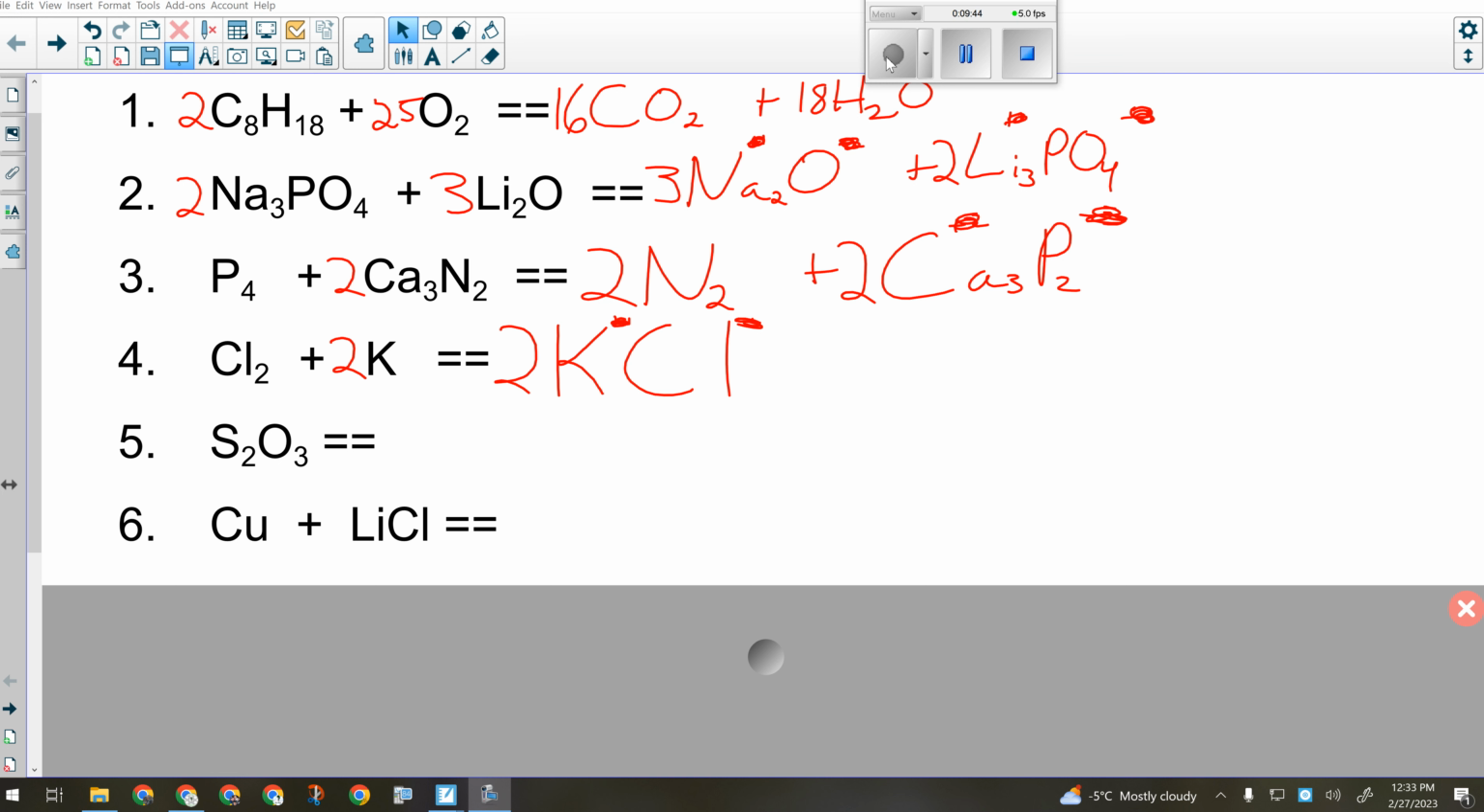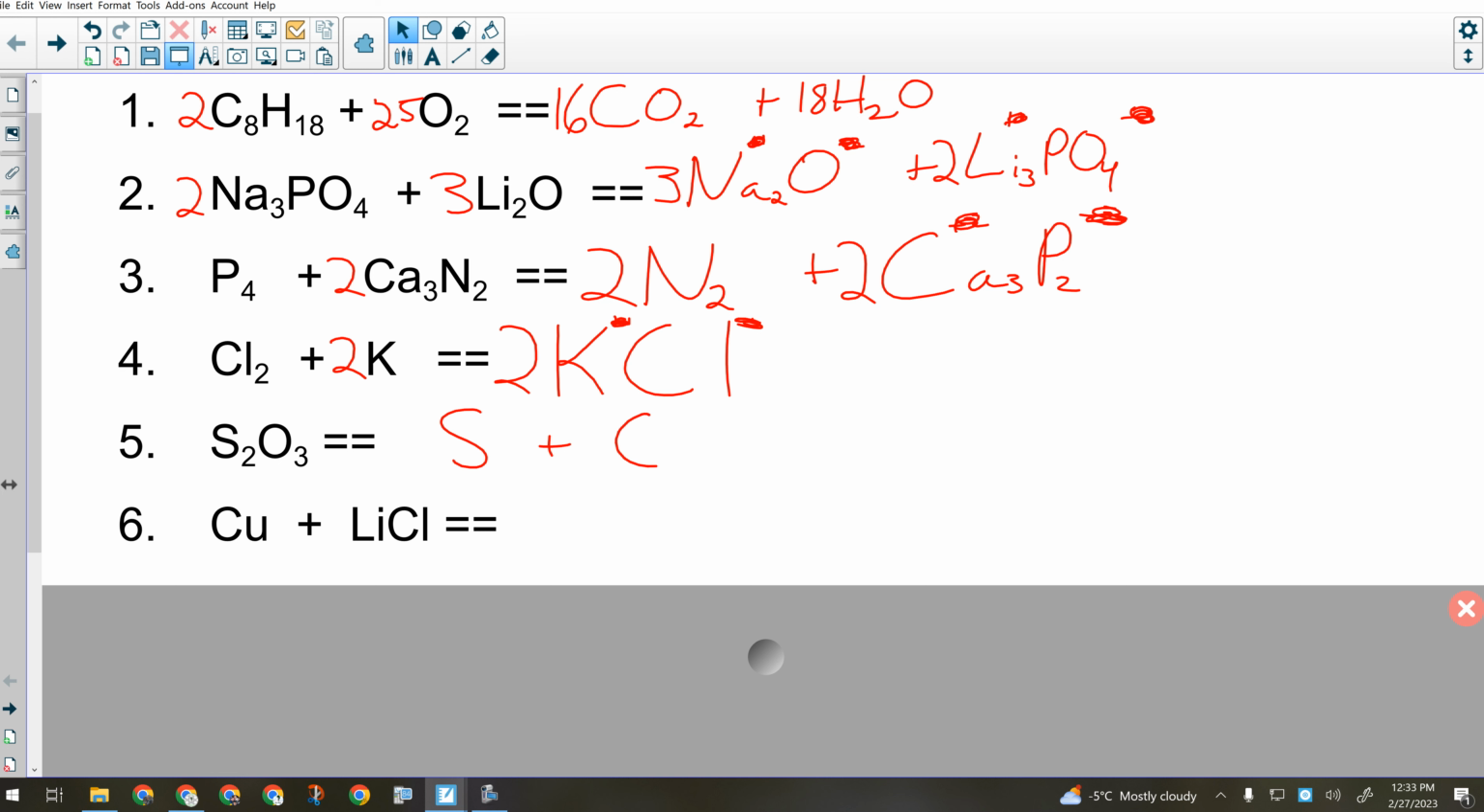disulfur trioxide as the only reactant. Okay, so what's the only reaction type that has only one reactant? Other way, opposite. Simple decomposition. All right, in a simple decomposition, this is just going to break down into its two elements.